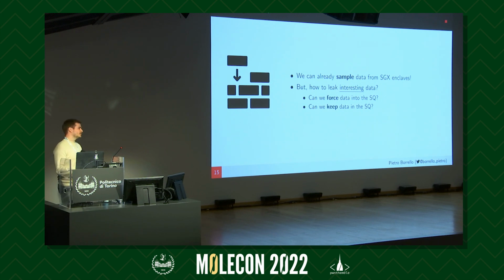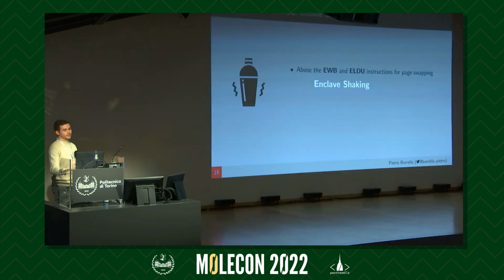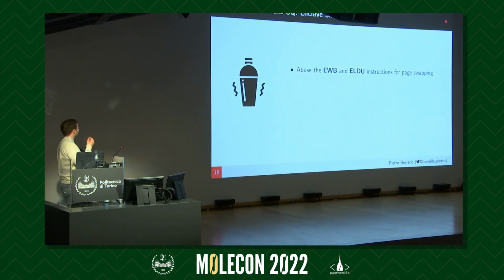And since reading the data from the APIC MMIO region is kind of slow, can we keep the data inside the superqueue long enough that it will still be there while we leak it from the APIC MMIO region? To overcome both of these challenges, we designed two different techniques that I will present to you. The first one is enclave shaking. The idea of enclave shaking is to force the data that you want to leak into the superqueue.